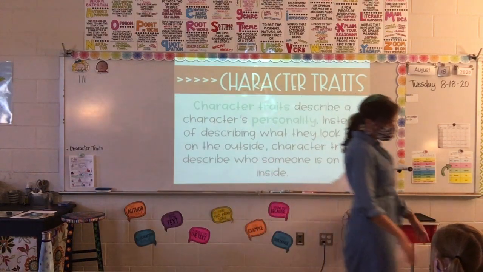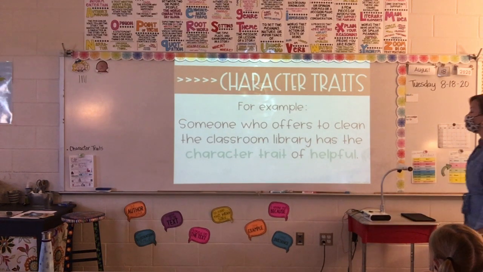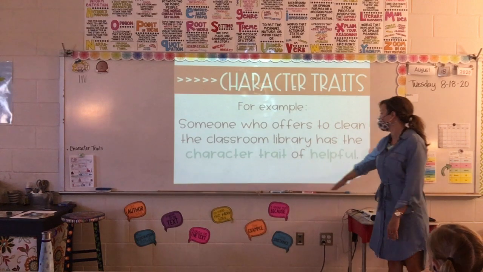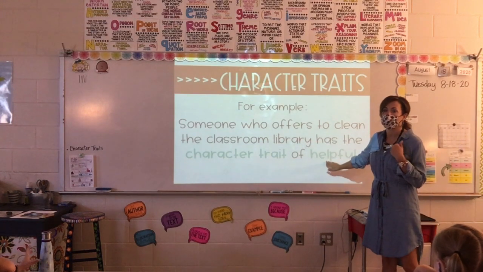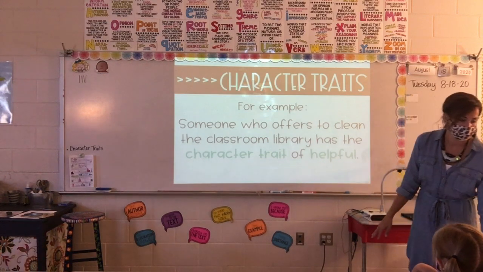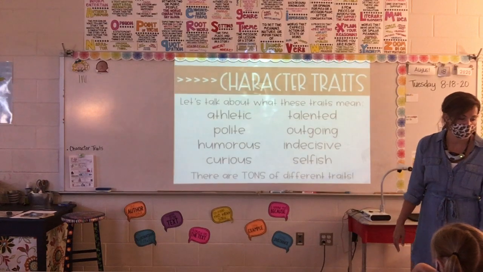Okay. Let's look at an example, okay? For example, someone who offers to clean the classroom library has the character trait of being helpful. We see them helping, so we know they are helpful on the inside. Let's look at some other examples of character traits.